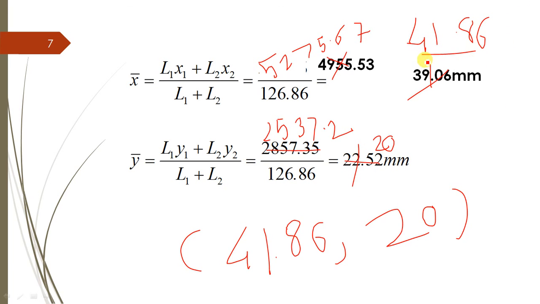So this is your answer. This is x bar and this one is your y bar. I hope you have understood the total process to find the x bar and y bar of plane lamina as well as wire bends.